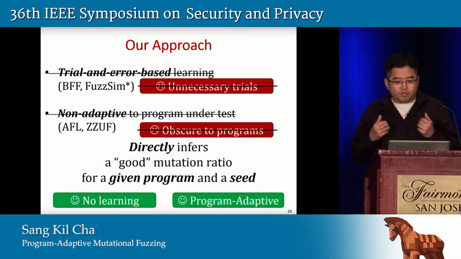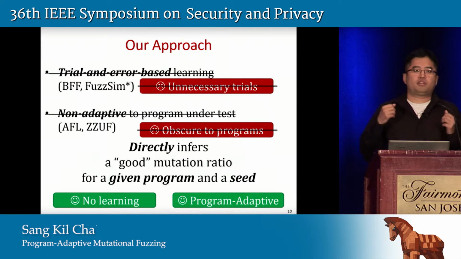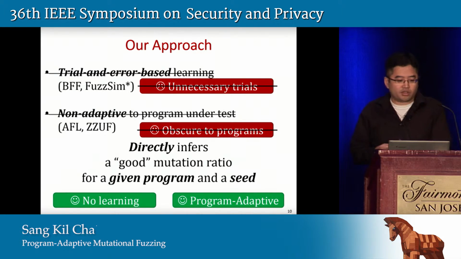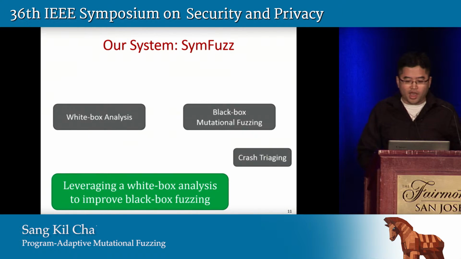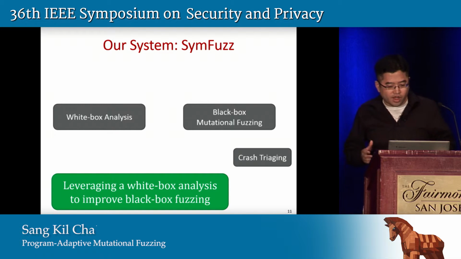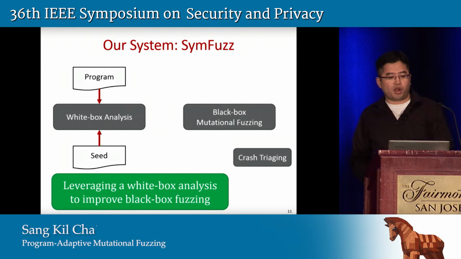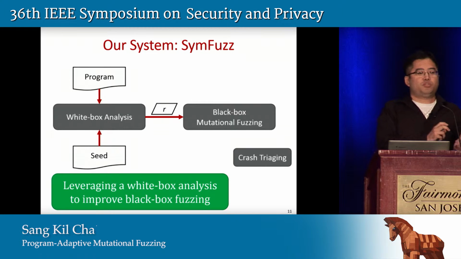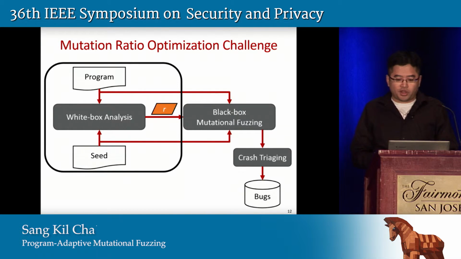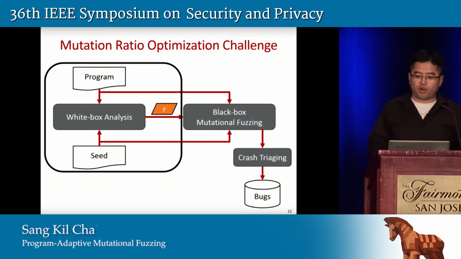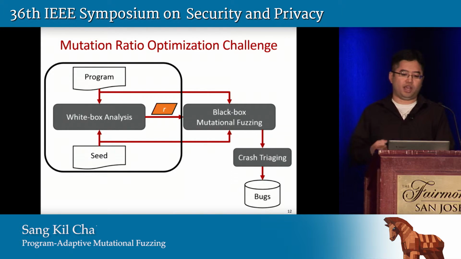In this project, we propose a novel approach that tackles both of these problems by directly inferring a good mutation ratio for a given program and a seed. Therefore, our approach does not require any learning process, and it is program adaptive. At a high level, our system, called SymFuzz, derives a mutation ratio from a white box analysis, and we use this mutation ratio to run classic black box mutational fuzzing to find bugs. So the key challenge here is to infer a good mutation ratio, R, from the white box analysis.